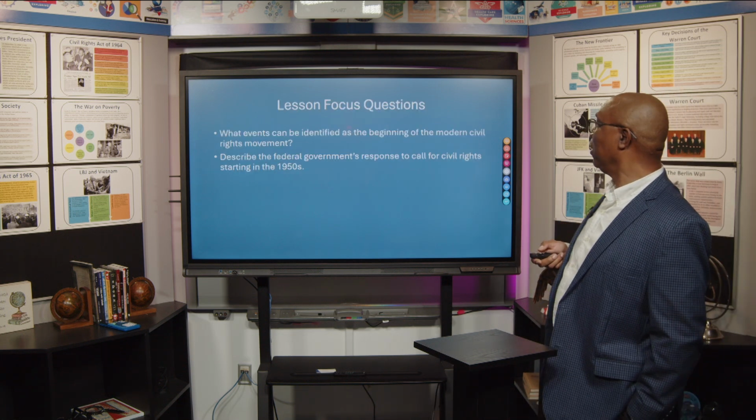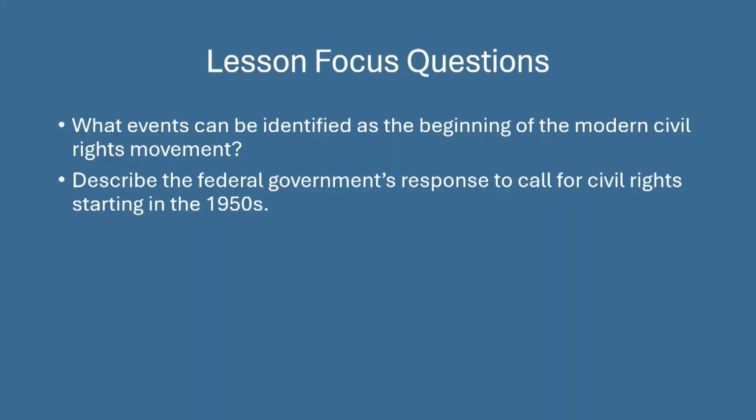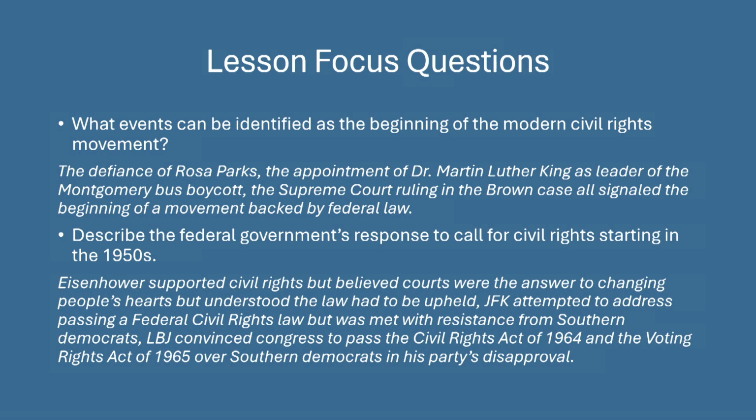All right, what we're going to do is look at our lesson focus questions for lesson number 4. What events can be identified as the beginning of the modern civil rights movement, and describe the federal government's response to the call for civil rights starting in the 1950s. So let's look at those two questions. What events can be identified as the beginning of the modern civil rights movement? Well, the defiance of Rosa Parks, the appointment of Dr. King as leader of the Montgomery bus boycott, and the Supreme Court ruling in the Brown case all signaled the beginning of a movement backed by federal law.